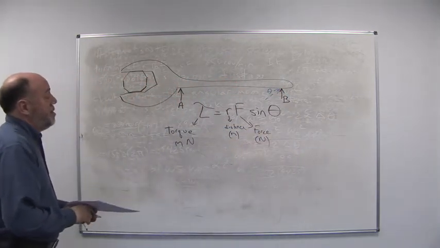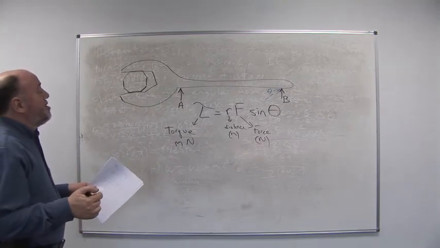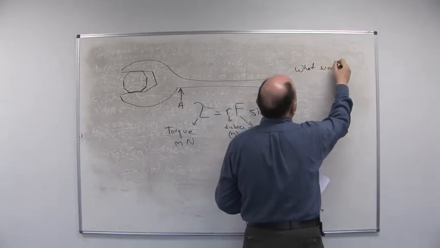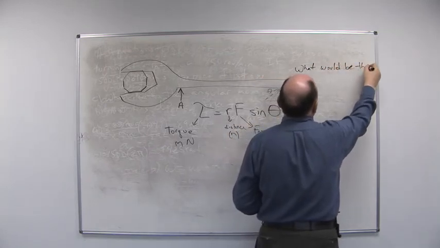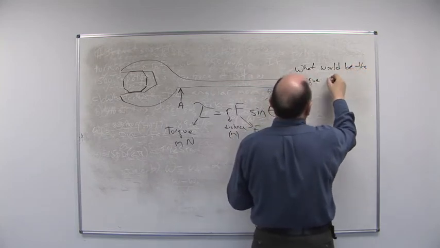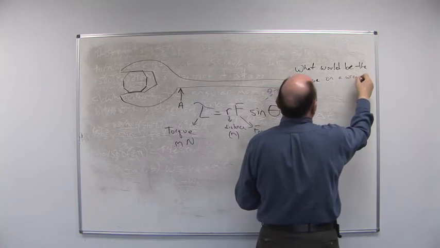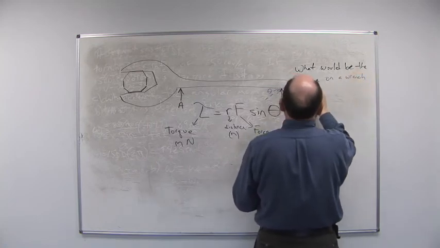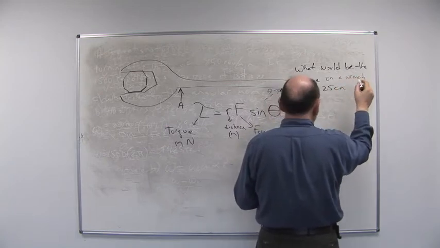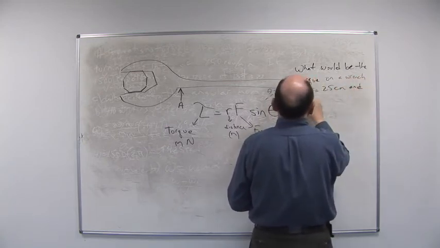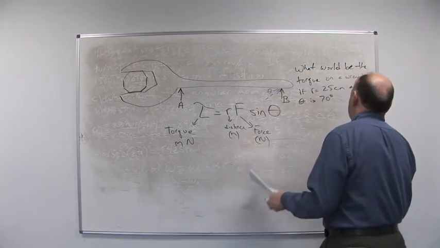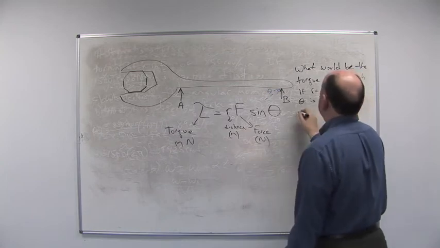Okay? So you get something like this. So what would be the torque on a wrench if r is equal to 25 centimeters and theta is 70 degrees when a 30 newton force is applied?